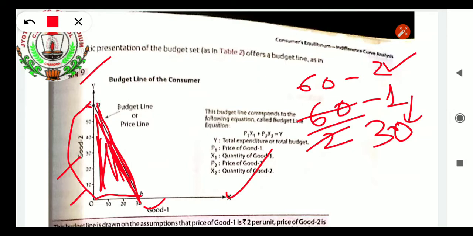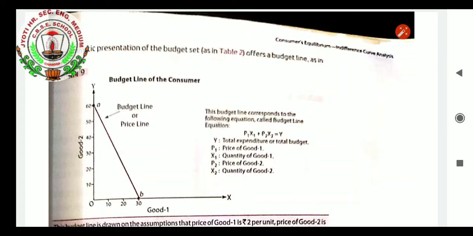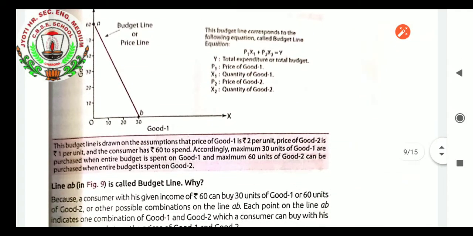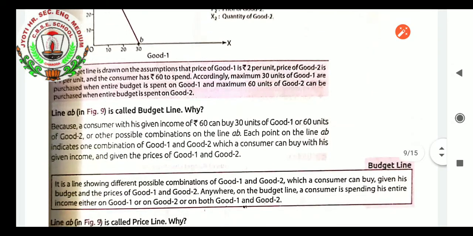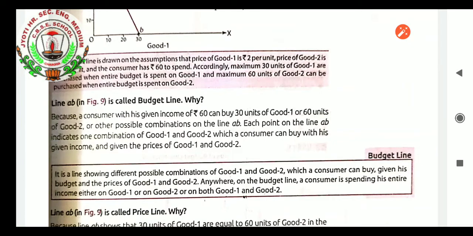This line itself, which cannot be broken, is known as the budget line or the price line. It is showing the limit of a person up to which he can make an expense and can make himself or herself satisfied. This budget line is drawn on the assumption that the price of goods 1 is rupees 2 per unit, the price of goods 2 is rupees 1 per unit, and the consumer has rupees 60 to spend. Accordingly, maximum 30 units of goods 1 are purchased while the entire budget is spent on goods 1, and maximum 60 units of goods 2 can be purchased when the entire budget is spent on goods 2. Line AB in figure number 9 is called the budget line.